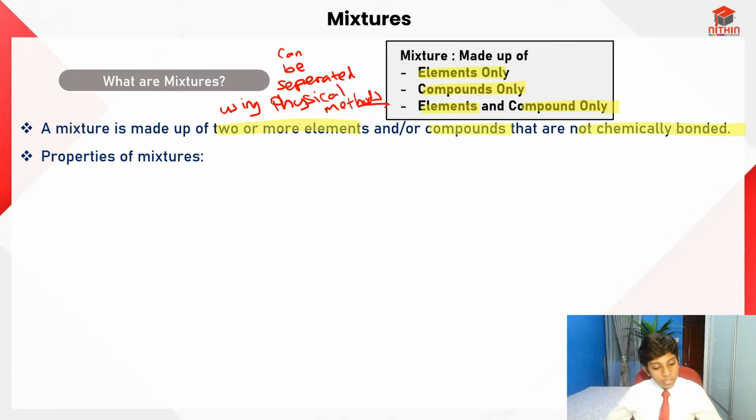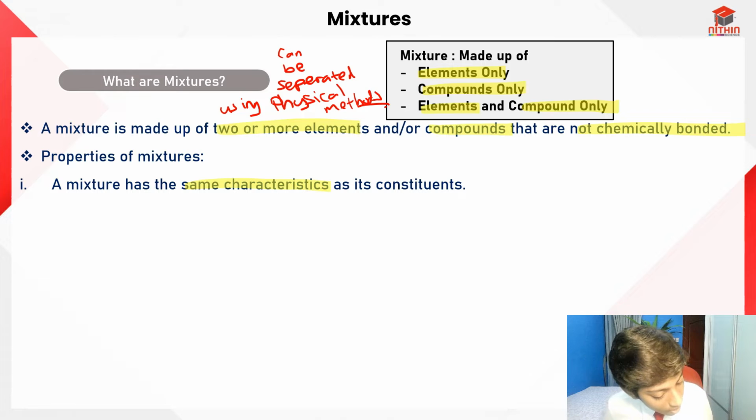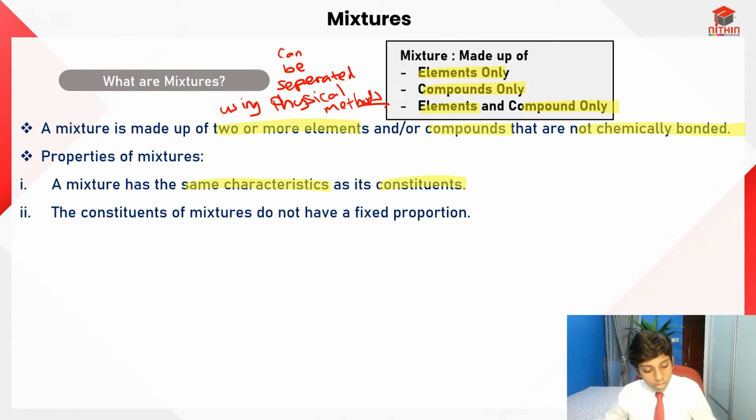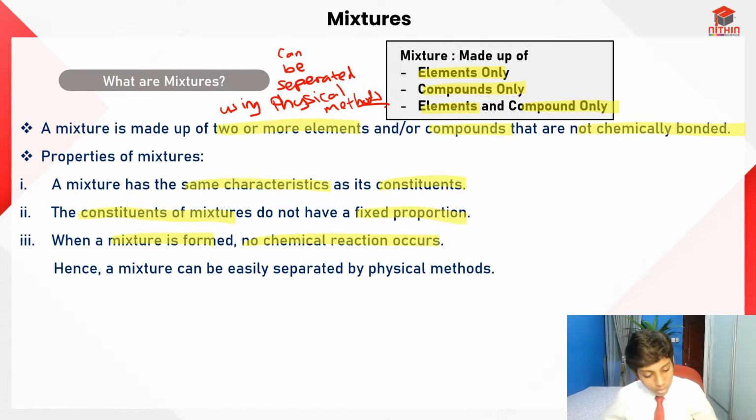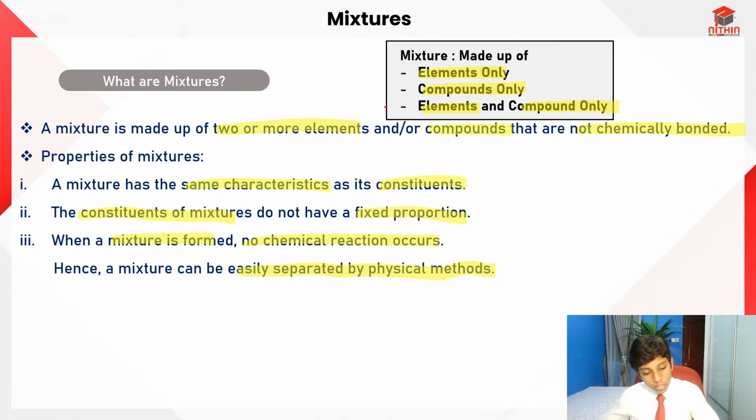Let's take a look at the properties of mixtures so you can understand more about them. A mixture has the same characteristics as its constituents. Unlike compounds, which do not have the same characteristics as their constituents, mixtures do. Next, the constituents of mixtures do not have a fixed proportion. It can be a lot of elements and very little compounds, or a lot of compounds and very little elements, so there is no fixed proportion. Next, when a mixture is formed, no chemical reaction occurs, unlike compounds. That's why a mixture can be easily separated by physical methods, like I said. I hope you understood that. Now let's move on.